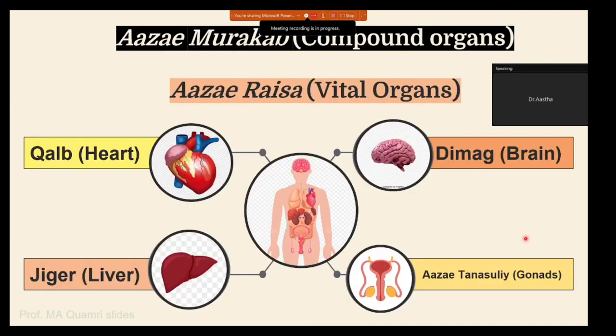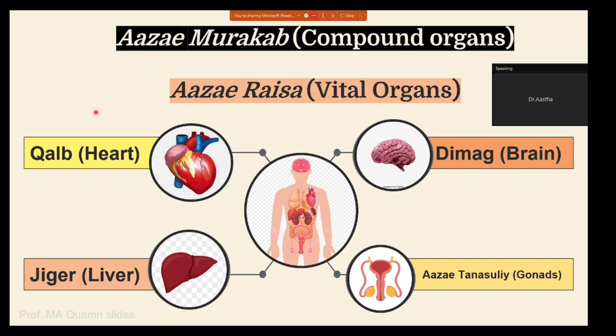And the compound organs are the organs which are formed as a cluster of one or two simple organs. In Unani, we believe that Azai Murakkab, the best compound organs in the human body, are called Azai Raisa, which can also be termed vital organs. There are four vital organs.